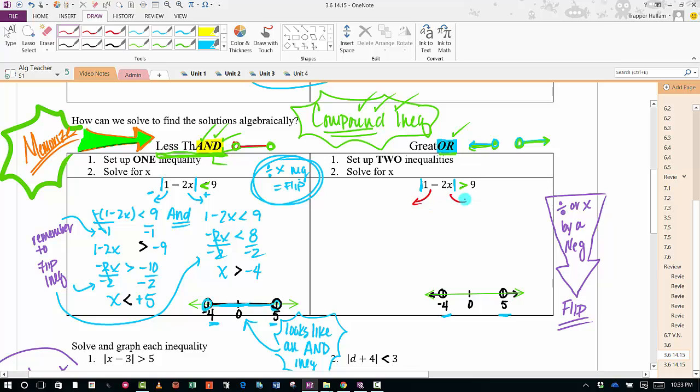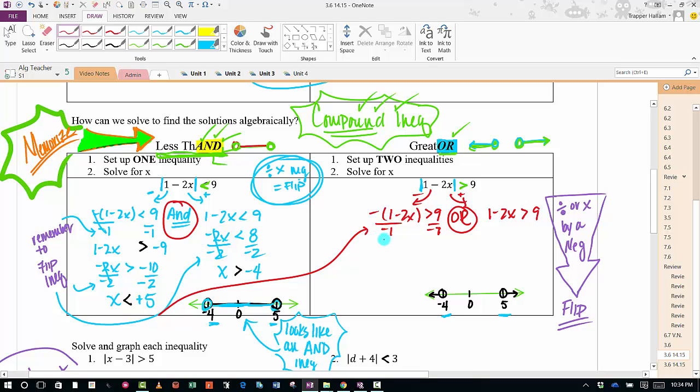Again, let's do a negative and a positive version. Here's my negative, here's my positive. So negative 1 minus 2x is greater than 9. Or, this is an or, this one was an and, this is now an or because it's a greater or. And then I'm going to write, no parentheses for this, 1 minus 2x is greater than 9. So I've got my 2, all I have to do is solve. Divide by negative 1 on both sides. This is my sign flipping right here. So I get 1 minus 2x, switch my sign, negative 9. Subtract 1 from both sides, so I get negative 2x is less than negative 10.